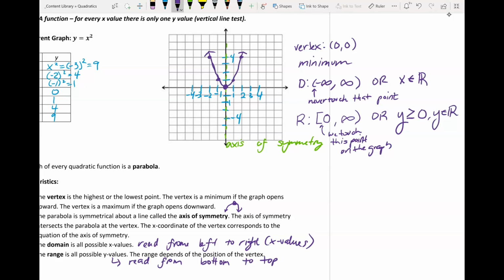So you can state it as either interval notation or set notation. I think that interval notation is easier to use than set notation, and in pre-cal 40, you can use both again, but it's more common to use interval notation than set.